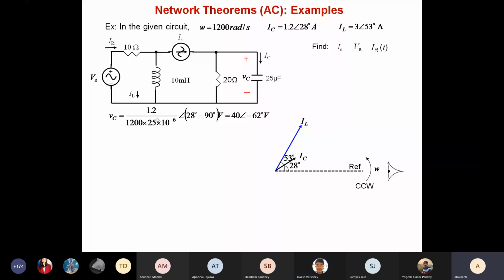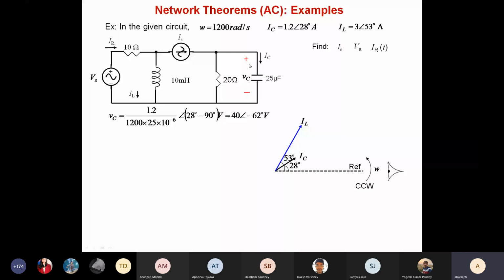So your IC value is 1.2. Omega value is 1200, that is given, and the value of capacitance is 25 microfarad, that is 25 into 10 to the power minus 6. So those are there in the denominator. In the numerator you have 1.2. That is how you get the magnitude of the capacitor voltage. So once you have VC, that is the terminal voltage exactly.